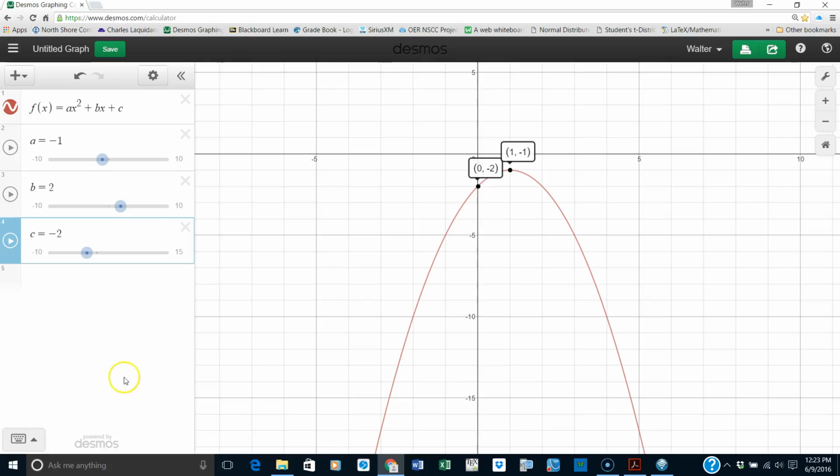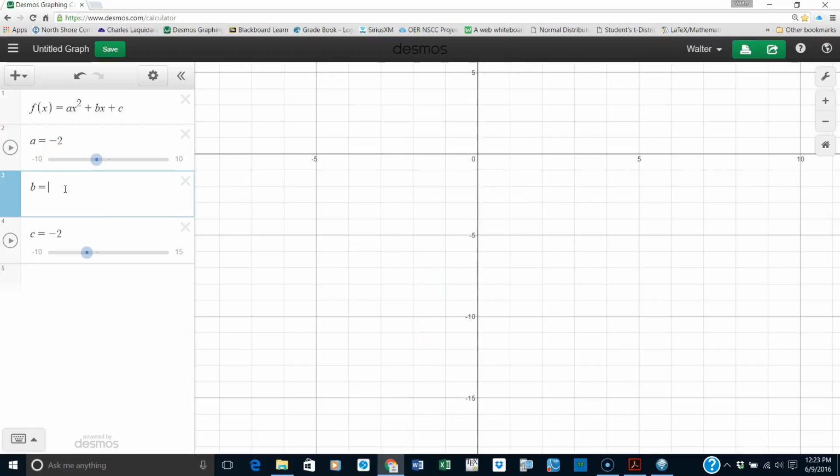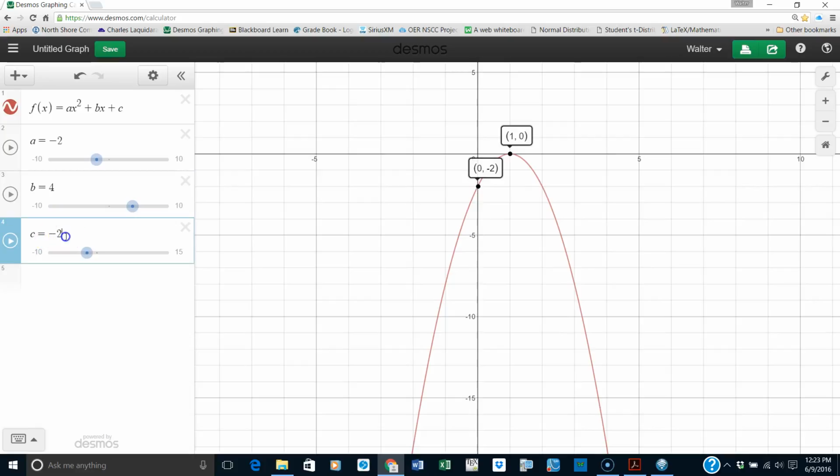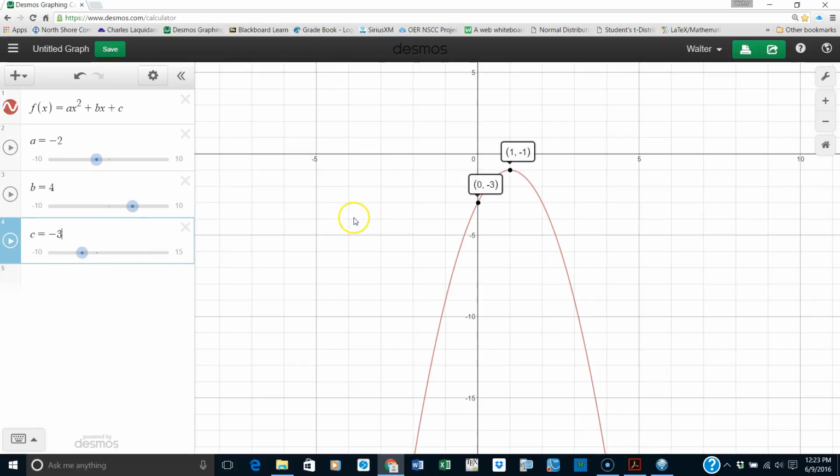So in this last problem, a is negative 2, b is 4, and c is negative 3. So we do have a vertex of 1, negative 1, and a y-intercept of negative 3, and no x-intercepts.